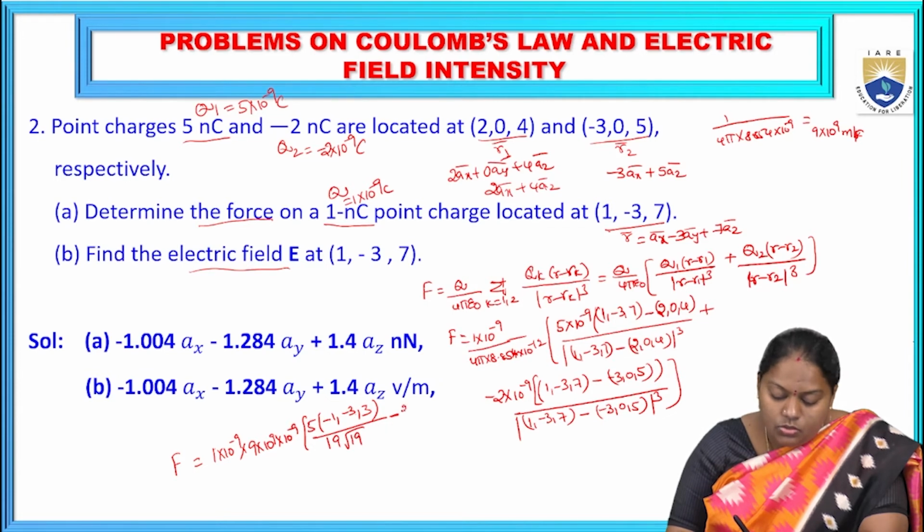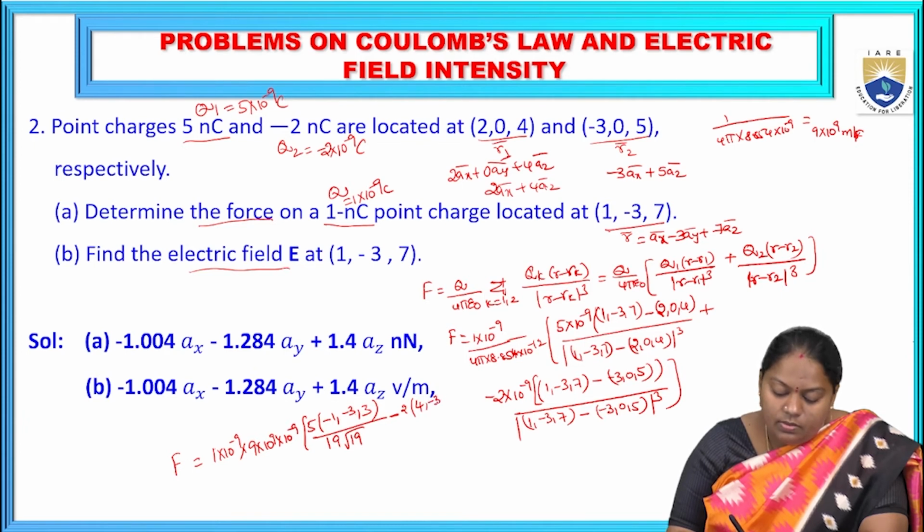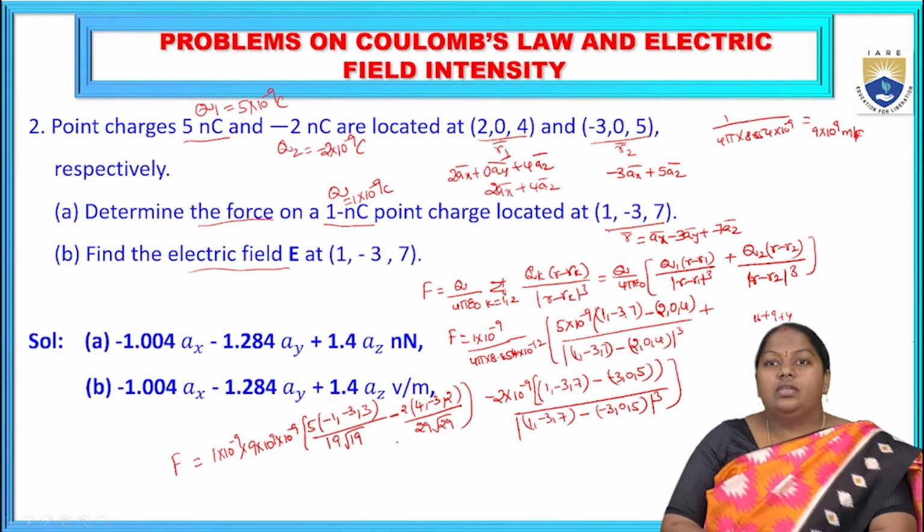Then minus 2 into (1 minus 3): already negative is there, and we are subtracting, hence minus of minus becomes plus. 1 plus 3 becomes 4, minus 3, and 7 minus 5 is 2. In the denominator, 1 minus of minus 3 becomes 4, 4 squared is 16, then 3 squared is 9, so 16 plus 9 plus 4: 16 plus 4 is 20, 20 plus 9 is 29, which means 29 root 29 is to be obtained in the denominator.